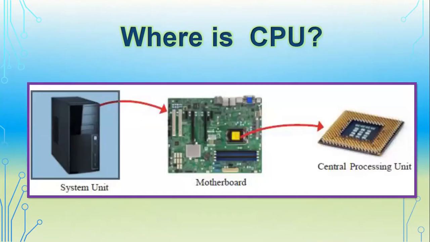Now, let's see where our CPU is. Central Processing Unit, or we can call it CPU, is placed inside the motherboard. This is like a small chip and it does a very large task in our computer system. Then, dear students, do you know where our motherboard is? The motherboard is in the system unit. Therefore, overall we can say the central processing unit is inside the motherboard, and the motherboard is inside the system unit.